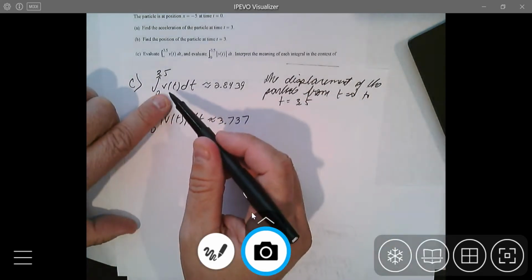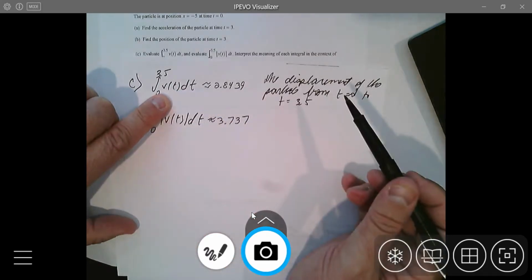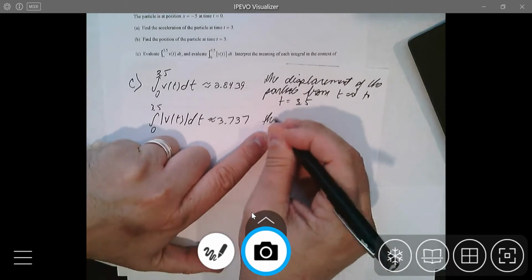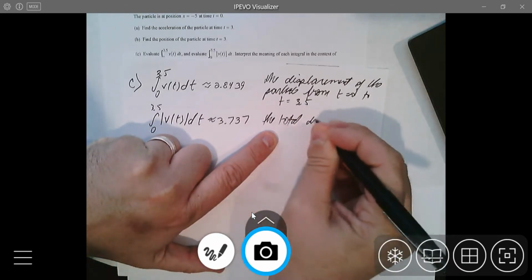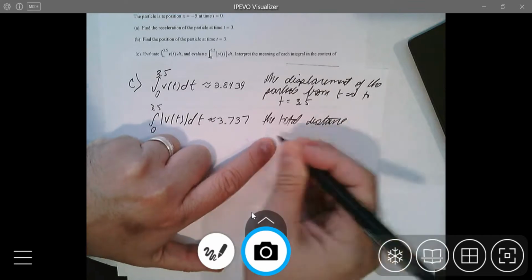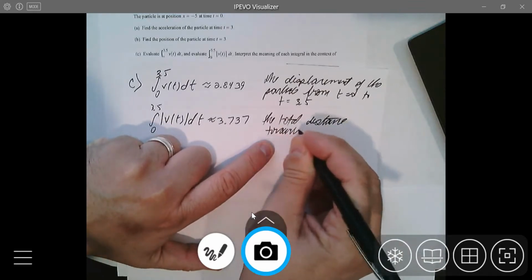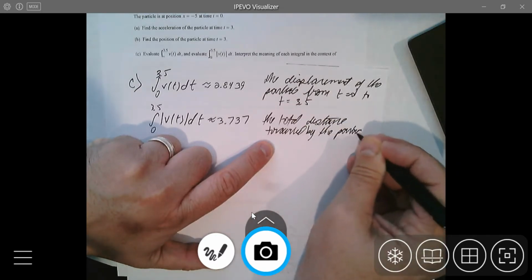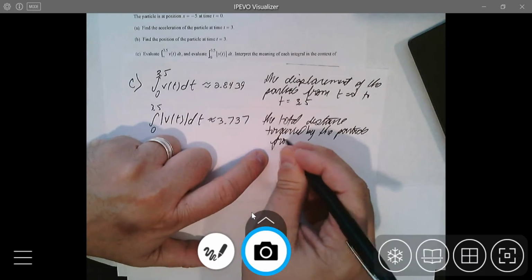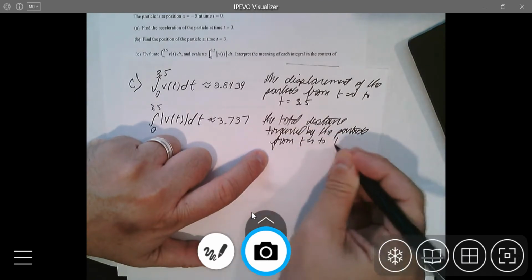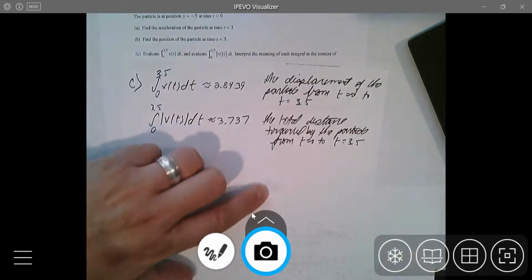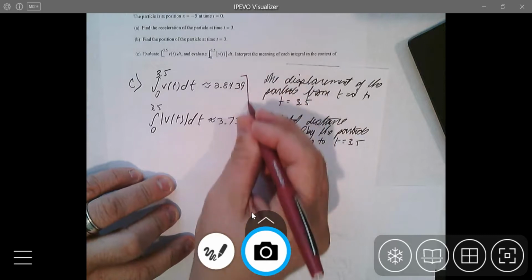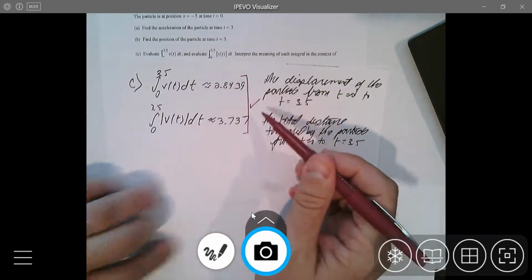The integral of the velocity function is your displacement. The integral of the absolute value of the velocity is the total distance traveled. So total distance traveled by the particle from t equals 0 to t equals 3.5.